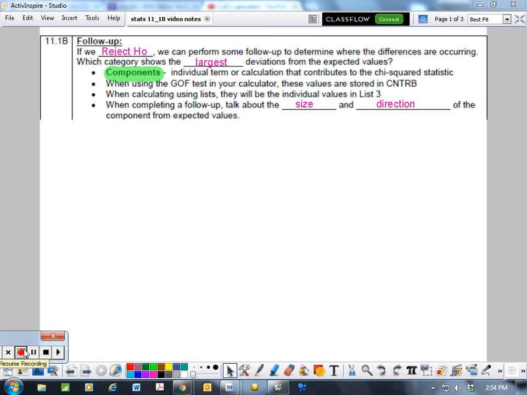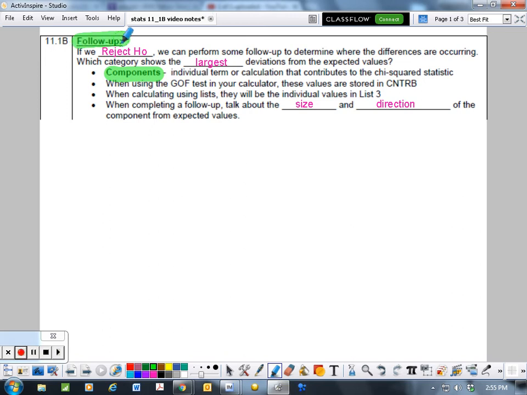Okay, so now we're back and we're still talking about chi-squared tests, specifically chi-squared goodness of fit tests, but we're going to add a little something onto it, and that is the idea of the follow-up. So we've done our chi-squared test, and let's say we reject our null hypothesis. What we're going to do now is that follow-up.